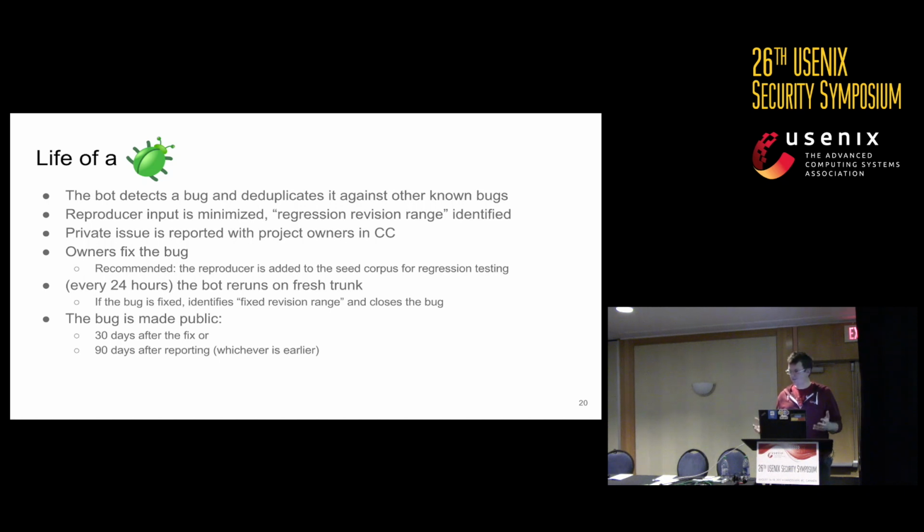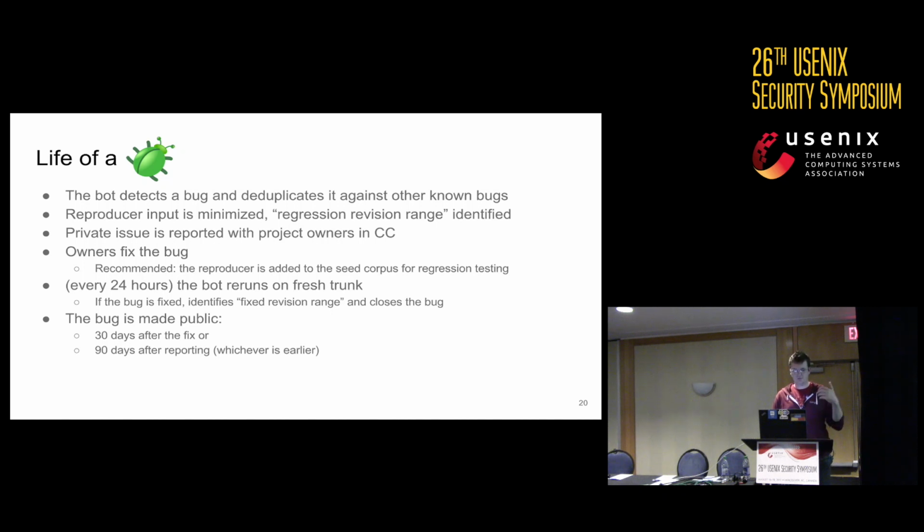Then, hopefully, owners fix the bug. And we encourage the owners to extend their seed corpus with the reproducer that triggered the bug so that they have it as a regression test and they have it for future fuzzing integration as a seed. Then we rebuild the fuzz target.